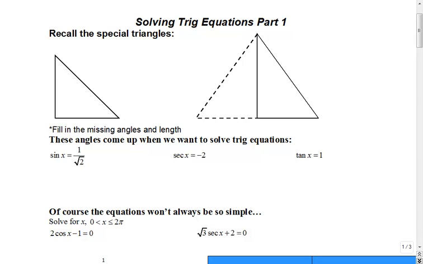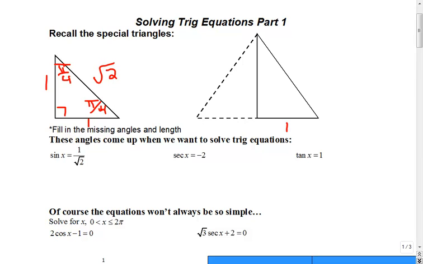Okay, so we're going to start with something you are familiar with, or hopefully you're familiar with, the special triangles. We're just going to have a copy available, because we're going to review and refer to them today. And I'm going to mark them in radians. When we solve trig equations, you're going to find that the answers are always in radians. So it's more useful for us to keep them in radians.